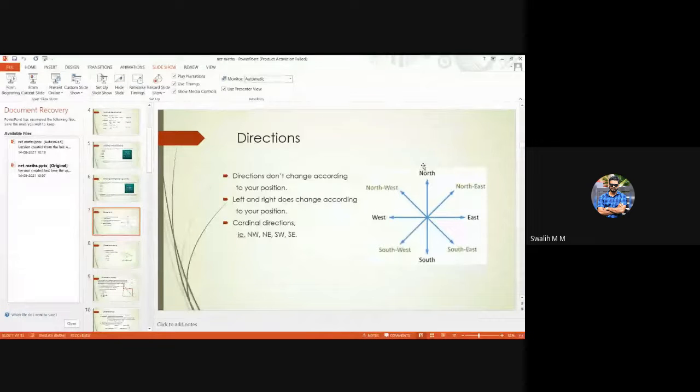If a person moves south, then that south is south. There won't be any difference according to the perspective of the person. But if it says left and right, that is according to the position of the person. According to the position of the person, the left and right changes. You must be very careful with that. That is where most of us make mistakes.